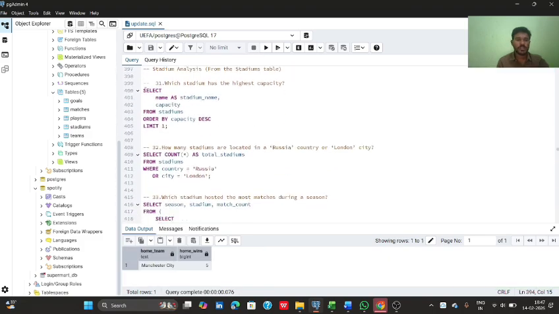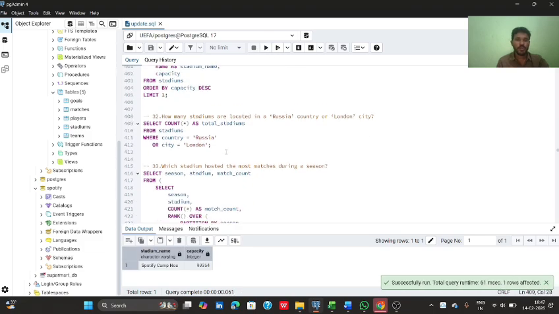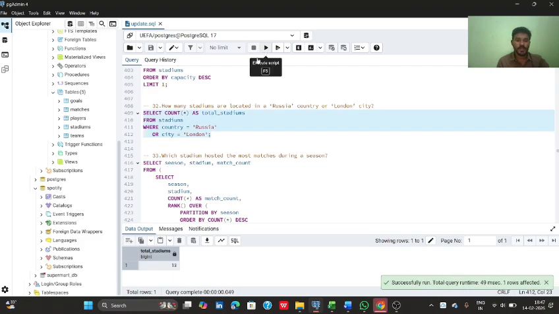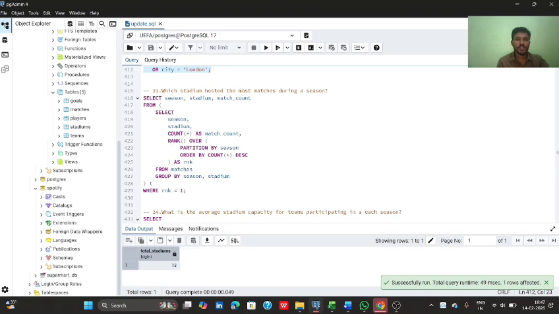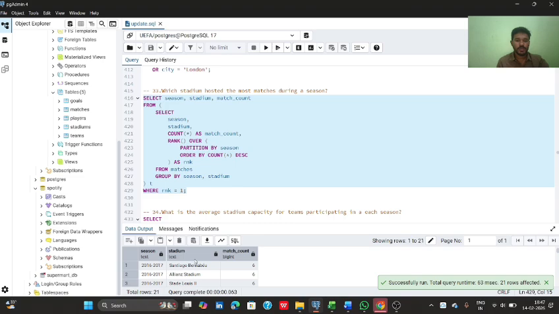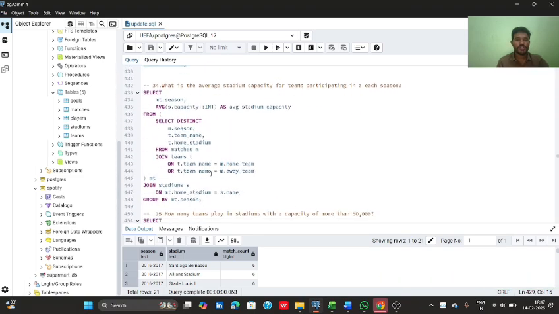Next one is the stadium analysis. Which stadium has the highest capacity? Spotify Camp Nou. How many stadiums are located in Russia or London city? It will be showing 13. Which stadium hosted the most matches during a season? Based on that, match count, stadium, and season-wise, it will be showing.